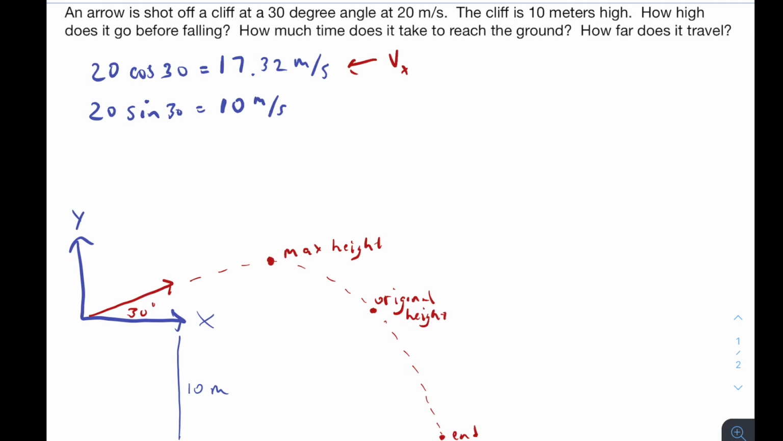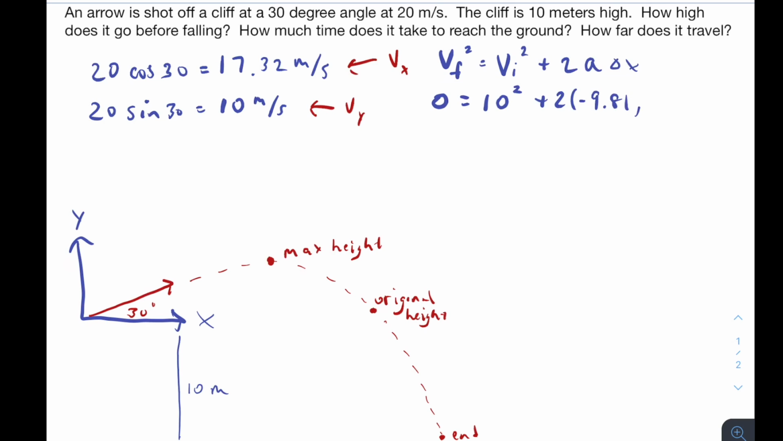In this problem, we find that the x velocity is 17.32 meters per second and the y velocity is 10 meters per second. We can determine how high the arrow will travel by using the following formula. We know that the arrow will be at its max height when the velocity in the y direction reaches 0. Therefore, we can plug in 0 for the final velocity and 10 for the initial velocity. In this equation, the acceleration is actually the acceleration due to gravity, or negative 9.81 meters per second squared.